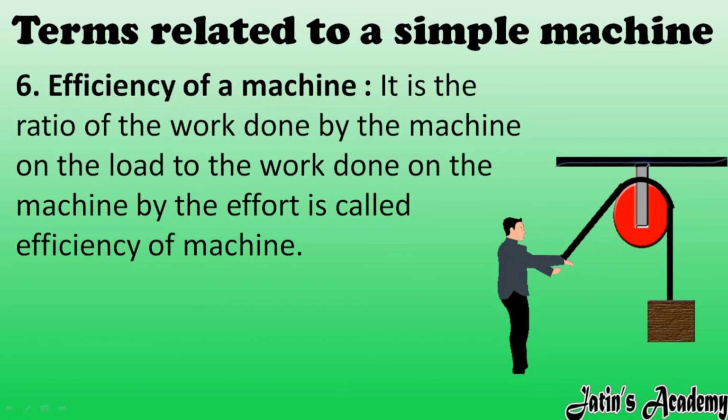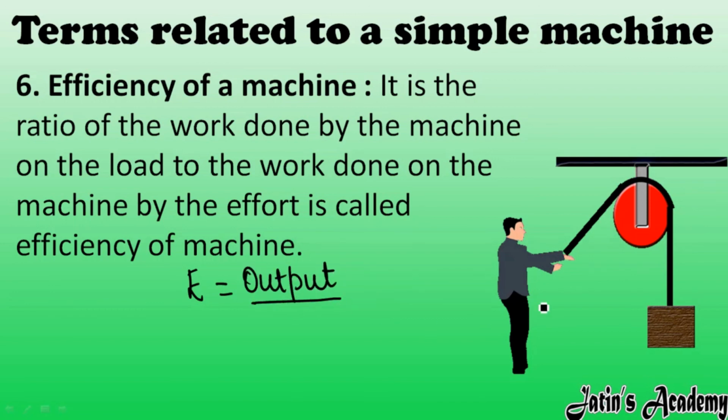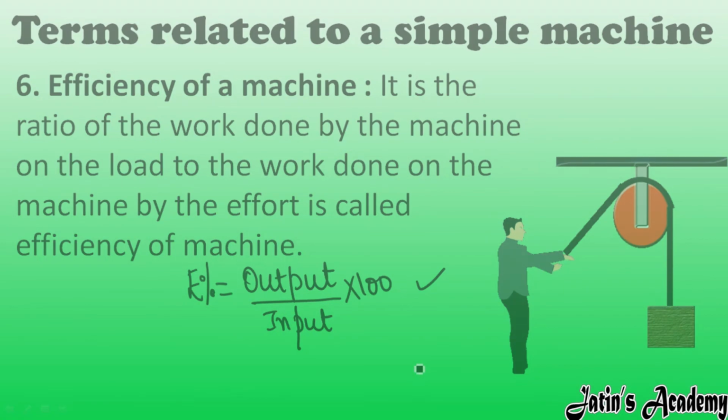Next important term related to a simple machine we are having is efficiency of a machine. So what do you mean by efficiency of a machine? Efficiency of a machine is defined as the ratio of work done by the machine on the load, which is also known as output, over work done by us on the machine, or you can say input. Okay, so efficiency has the formula output over input. If you want to calculate the efficiency percentage, the formula is output over input multiplied by 100. This you can simply learn also. Fine, this is known as efficiency of a machine.